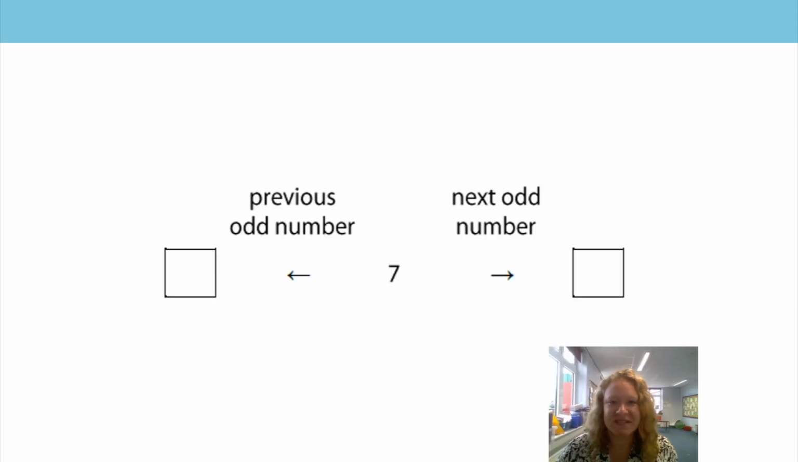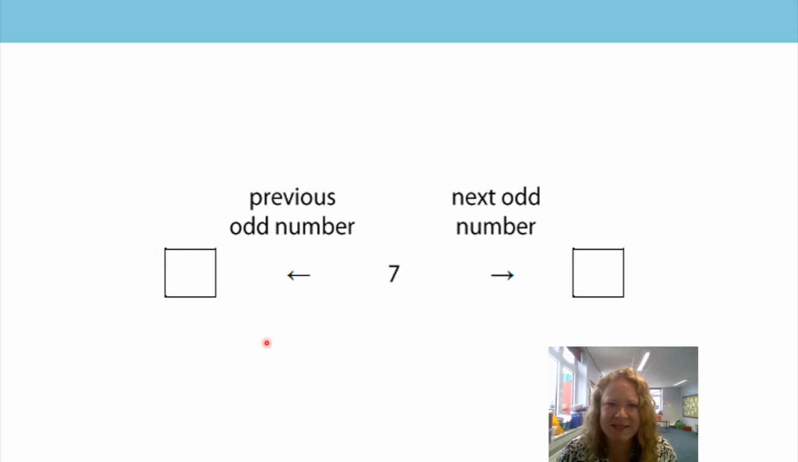Now we've got a little bit of a missing number problem. We've got the number 7 here in the middle. And over here in this missing number box, we need to put the next odd number. Okay, there's an arrow going that way. So it's not the next number, it's the next odd number. And over here, we need the previous odd number. So again, not the number before, but the previous odd number.